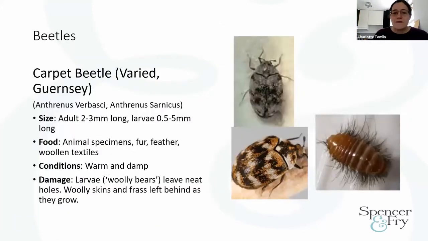Okay, so moving away from wood borers, we can have a look at a different type of beetle, carpet beetles. So these are slightly different beetles to the wood borers in the fact that they are classed under shredders. So they attack animal specimens, fur, feathers, woolen textiles, anything that's sort of animal related. So in the wild, they'll also be found in birds' nests and anything where there's animal and insect remains.